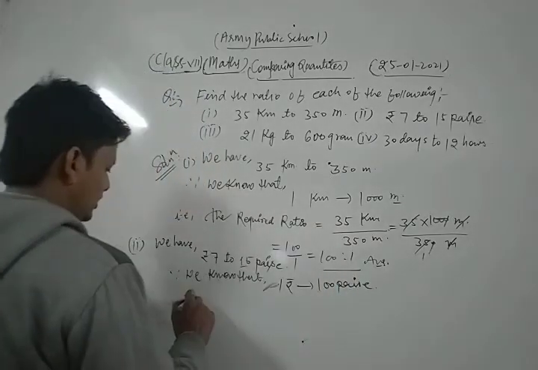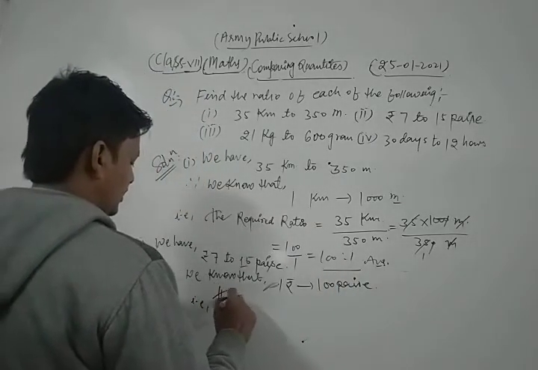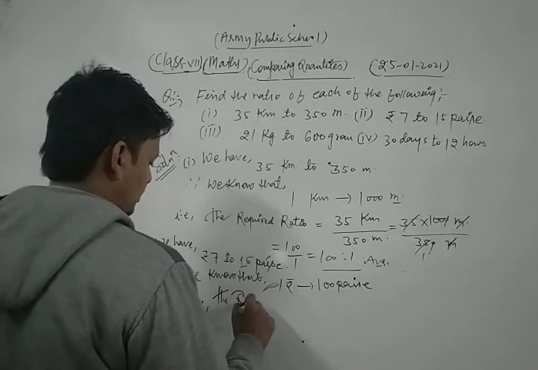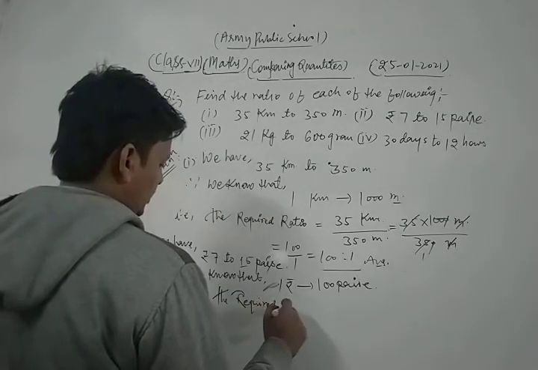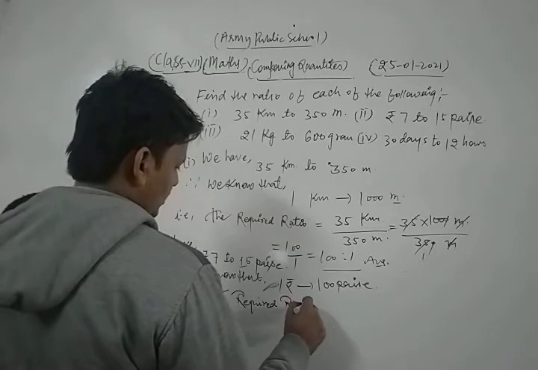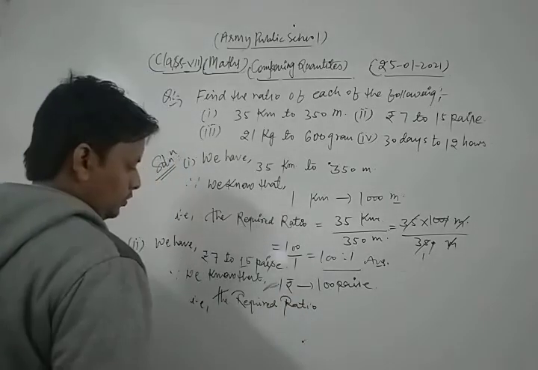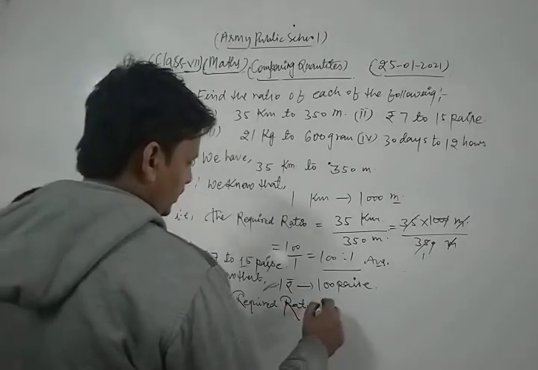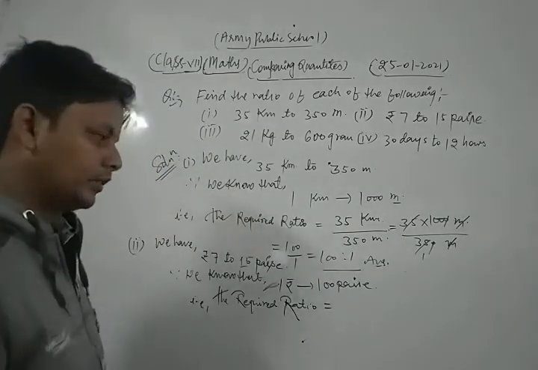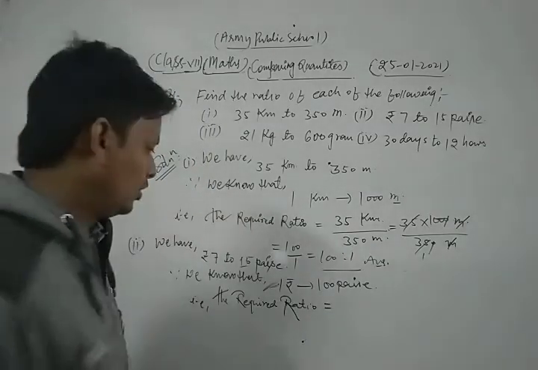Okay, that is the required ratio. Ratio is what? We find the required ratio, which is what?